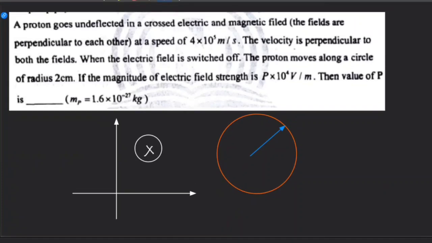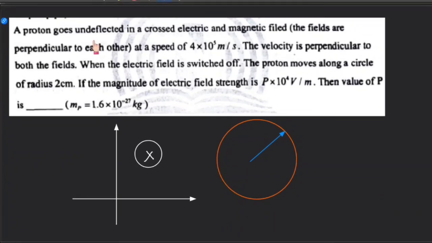Next one, this one. A proton goes undeflected in a crossed electric and magnetic field. The fields are perpendicular to each other, at a speed of 4 into 10 power 5 meter per second. The velocity is perpendicular to both the fields. When the electric field is switched off, the proton moves along a circle of radius 2 centimeter. So it is very clear, it is moving in a circle, from moving charges.